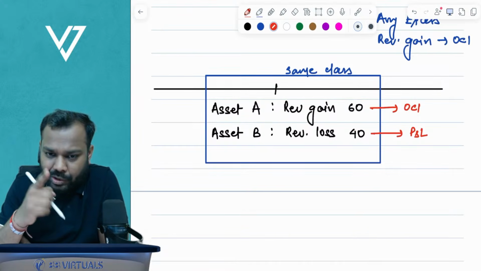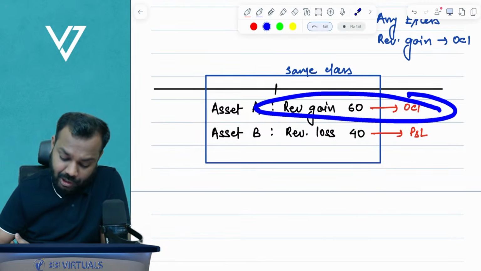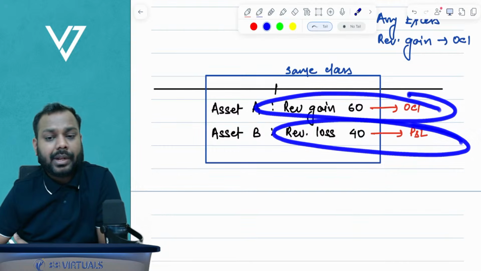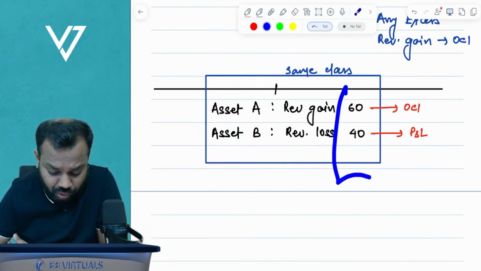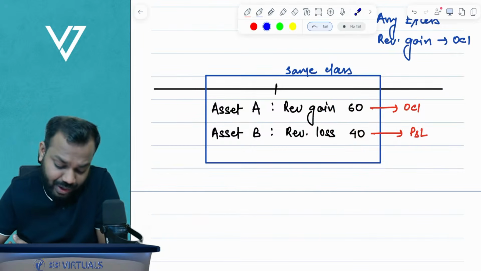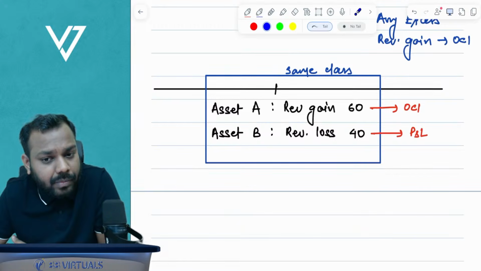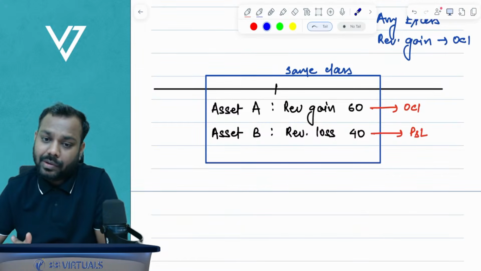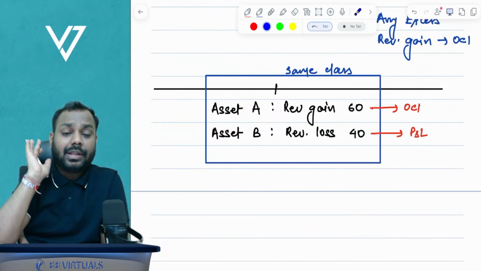No, Mansi, you are wrong. The whole amount of 60 will go to OCI. The whole amount of 40 will go to P&L. We cannot net off. If it is the same class, different class, doesn't matter. Yes, all assets have their own revaluation reserve. Very good point, Aditya.